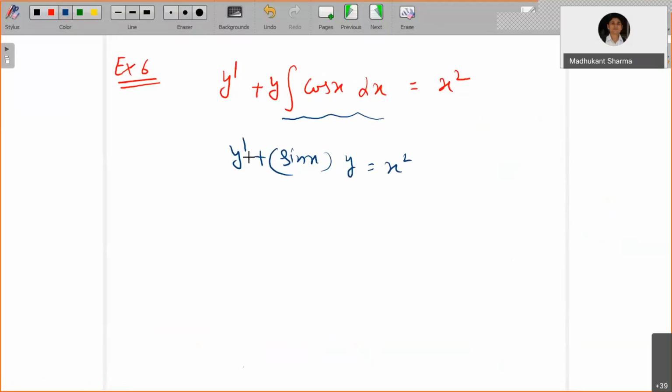Now, instead of this, let's say another example is y dash plus cos x times the integration of y dx.